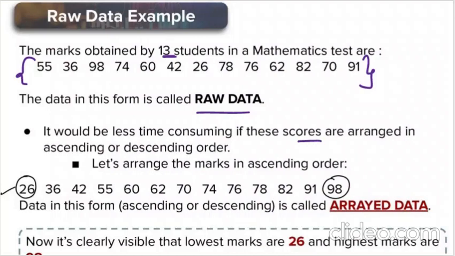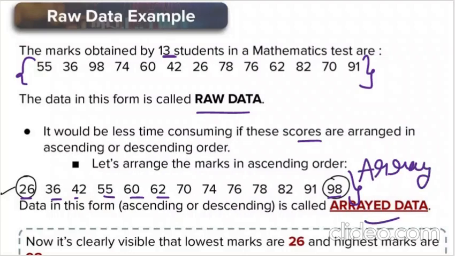अगर हम इसको ascending या descending में arrange करें, so highest marks, lowest marks, you can easily find out. Correct? So let us arrange in ascending order. छोटे number से बड़ा number. So we'll start from 26, 36, 42, 55, 60, 62 till 98. So this becomes ascending order. और अब ये क्या बन गया, हमने ascending order में लिखा तो ये बन जाता है हमारा array.